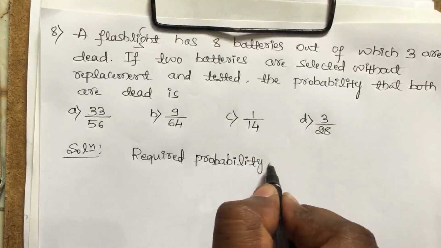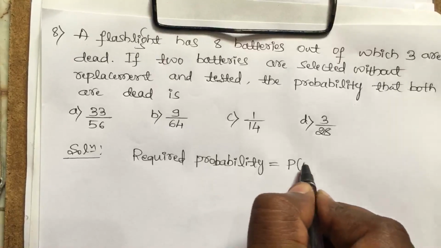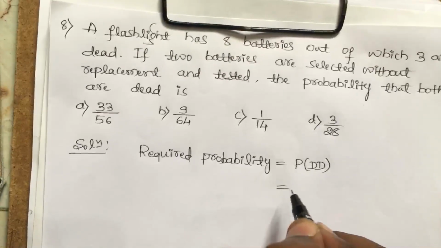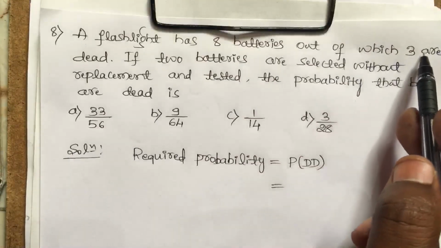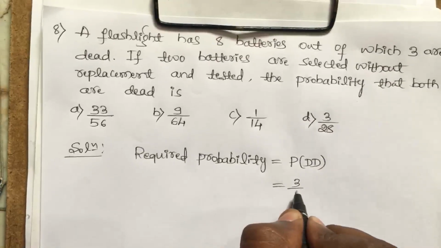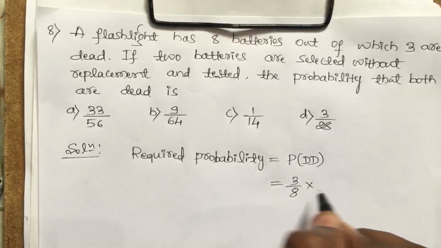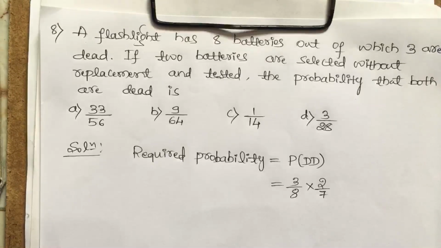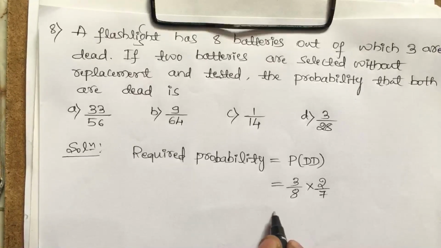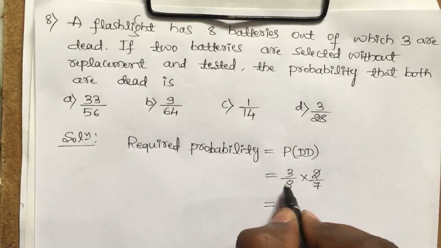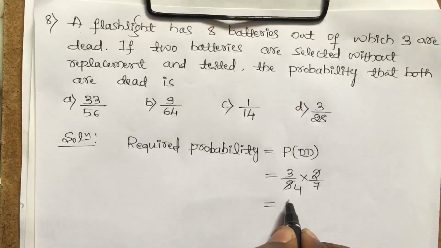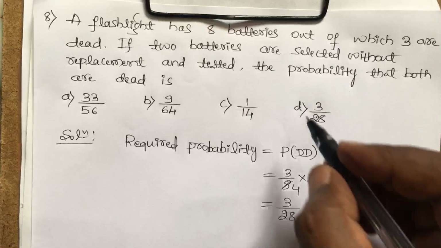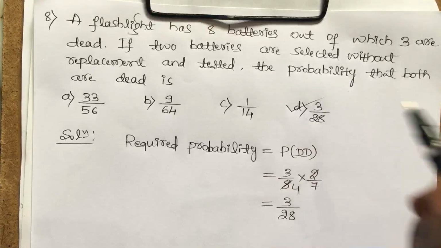So here the required probability is P of both are dead, that is P of D. So see here, 8 batteries out of which 3 are dead, that means the first one is 3 by 8 into the second one will be 2 by 7, because he has given it is without replacement. So now 3 by 8 into 2 by 7, 2 1s are 2, 4s are, so we get 3 divided by 28. So this is the required answer. Hence, the correct answer is option D. So, this is all about the 8th problem.